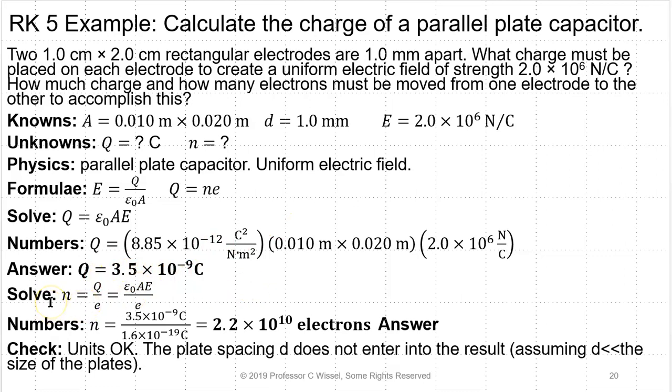Now we want to know the number of electrons that are involved. The number of electrons is Q over e, or epsilon naught A E over e. The numbers then are 3.5 times 10 to the minus 9 coulombs, that's the charge, divided by the charge on one electron, which is 1.6 times 10 to the minus 19 coulombs per electron, and you wind up with 2.2 times 10 to the 10 electrons. Check the units. The units all look like they're okay. The plate spacing d does not enter the results. We're assuming that d is much less than the size of the plates, or in other words, the capacitor is ideal.